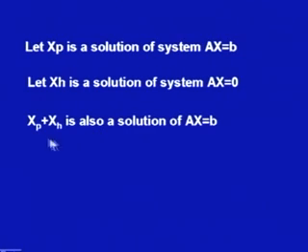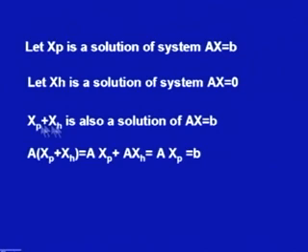Then one can prove easily that xp plus xh is also a solution of the non-homogeneous system Ax is equal to b. One can very easily check it. If we substitute xp plus xh in this equation, then this equation must be satisfied. So, for this purpose I write A, and in place of x I write xp plus xh.